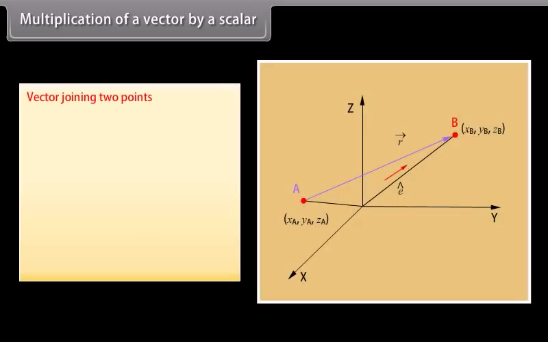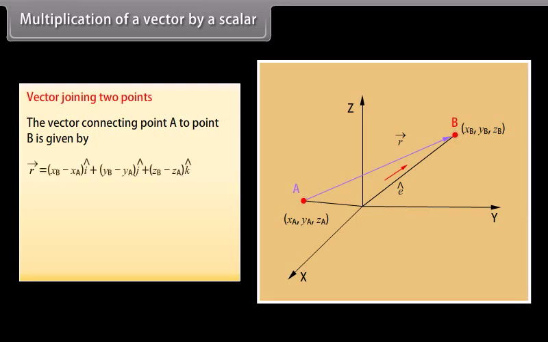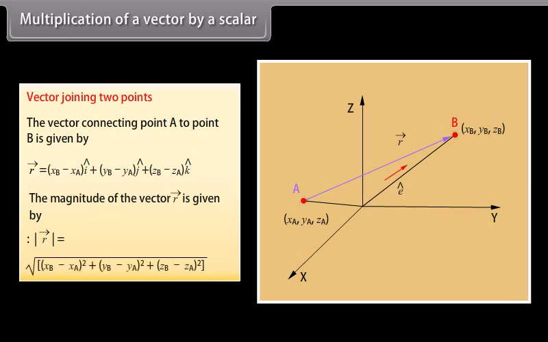Vector joining two points. The vector connecting point A to point B is given by vector R equals (xb minus xa) cap i plus (yb minus ya) cap j plus (zb minus za) cap k. The magnitude of the vector R is square root of (xb minus xa) whole square plus (yb minus ya) whole square plus (zb minus za) whole square.